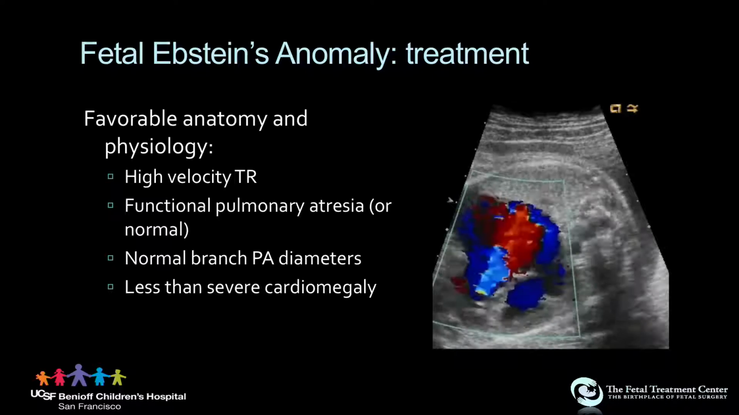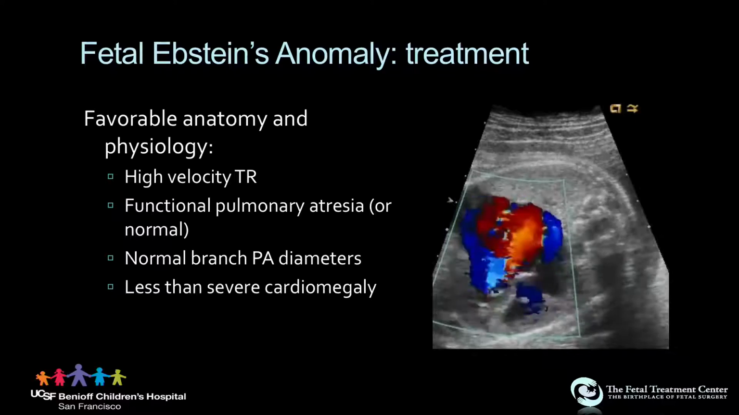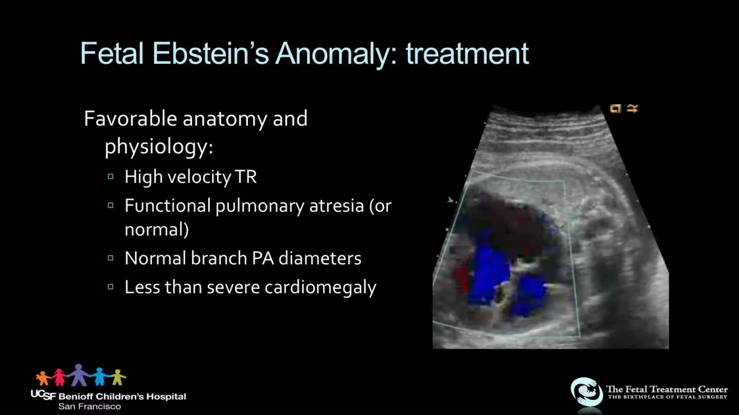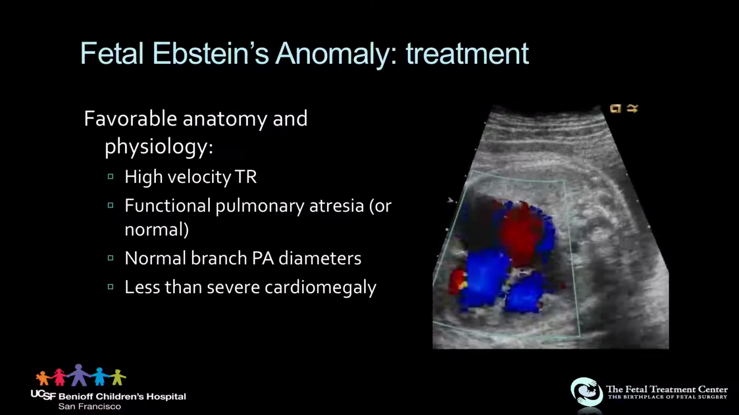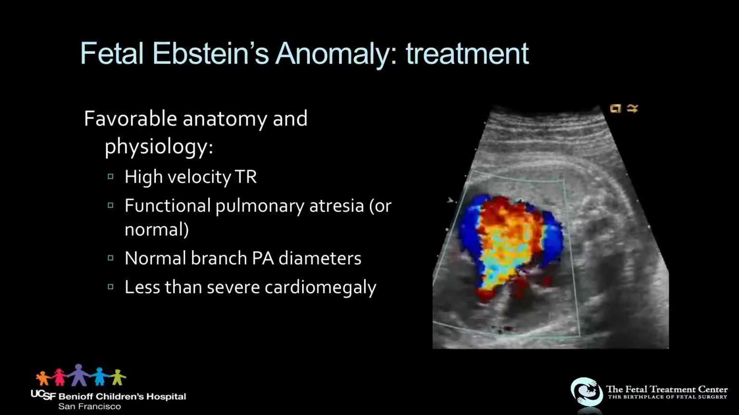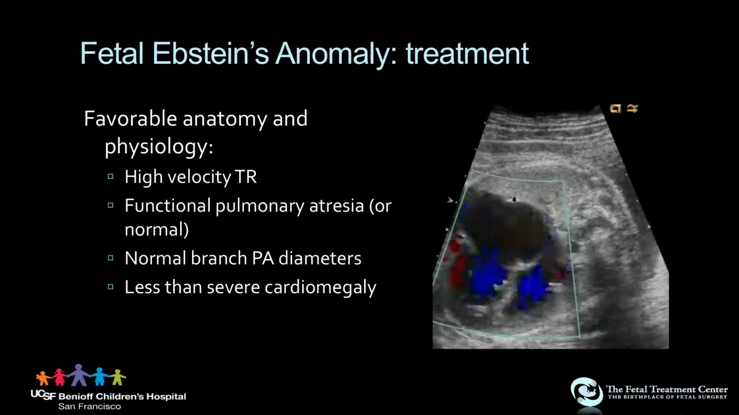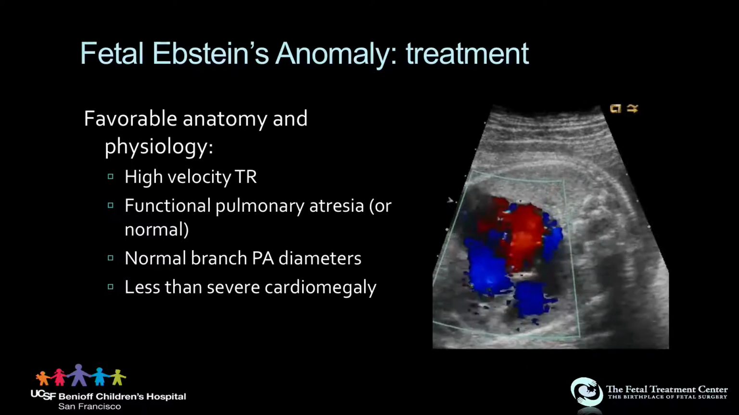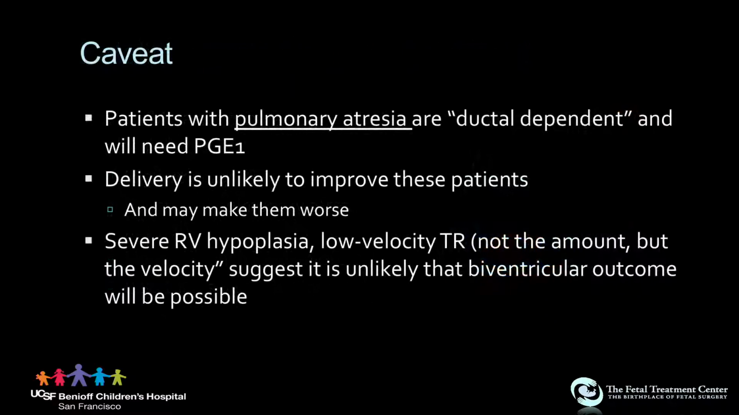So if they have high enough right ventricular pressure and either functional pulmonary atresia or no pulmonary atresia, normal branch pulmonary arteries, and less than severe cardiomegaly, these patients may benefit from being delivered a little bit early, allow ductal closure or encourage ductal closure, either surgical or with indomethacin, and that can sometimes reverse the physiology, taking the baby from being right heart dominant to left heart dominant, and the left heart is normal, so they can do well. The caveat is that those with pulmonary atresia, that's true pulmonary atresia, are going to be ductal dependent, and delivery is unlikely to help those patients.